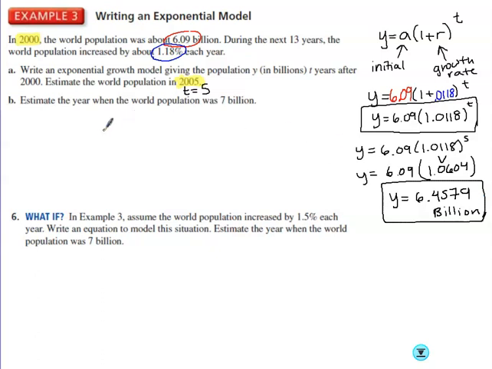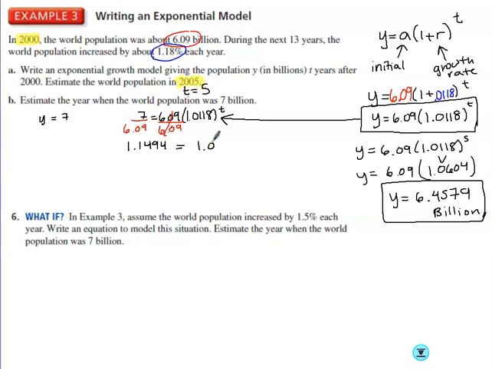To estimate the year when the population was 7 billion, well, now we're inputting a y value of 7 and we're solving. So I take my same equation, I put a 7 in for y, 6.09 times 1.0118 to the power of t, and I solve for t. Divide both sides by 6.09. I'm getting a value of 1.1494 equals 1.0118 to the power of t.